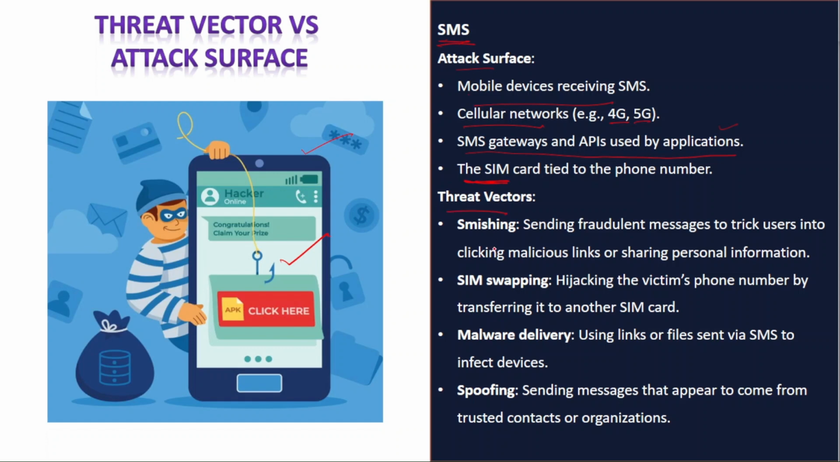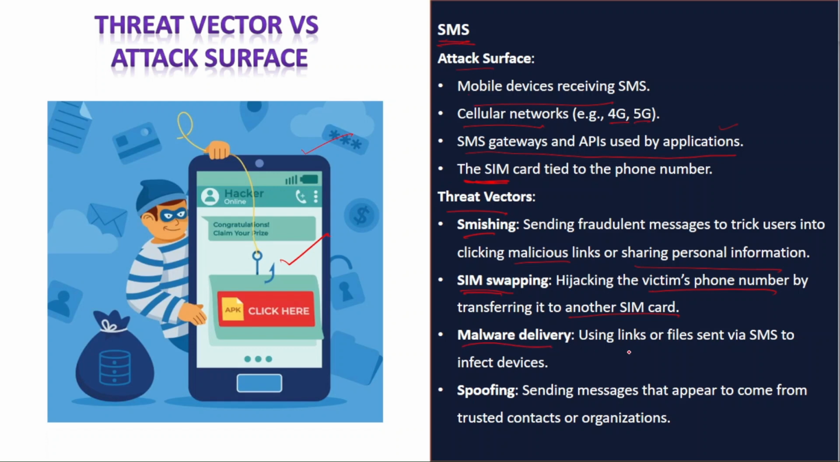So what are the threat vectors? Smishing. Smishing basically stands for SMS phishing. So this is phishing but using SMS. Again, just like email, sending fraudulent messages to trick users into clicking malicious links or sharing personal information. SIM swapping. Since we said that the SIM is an attack surface, how could this be a threat vector? It can be by hijacking the victim's phone number by transferring it to another SIM card. You have a SIM card, the attacker may have an empty SIM card, and he or she may swap your number from your SIM to their SIM. This is known as SIM swapping.